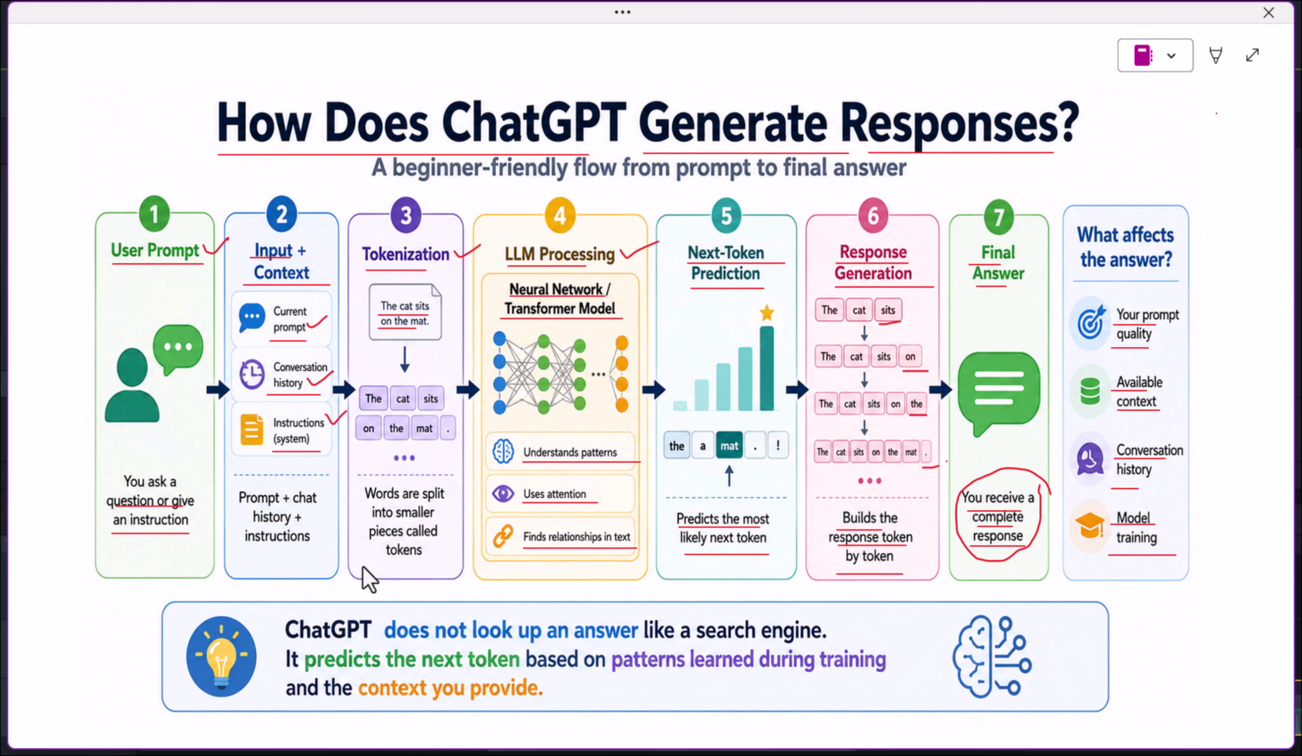So remember this important point. ChatGPT does not look up an answer like a search engine. It predicts the next token based on patterns learned during training and the context you provide.